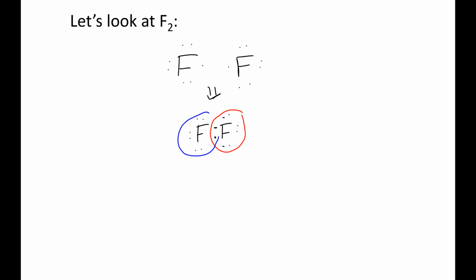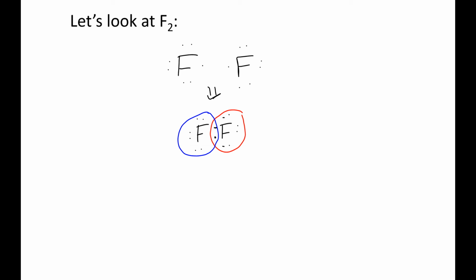So let's look at F2. Now fluorine has 7 dots each. So we're going to put the fluorine here with 1, 2, 3, 4, 5, 6, and 1 there. And then another fluorine comes along. So fluorine needs 8. It's got 7. So 2 fluorines are going to come together, and you're going to have 2 dots in between it. So now you have this fluorine has 8 and this fluorine has 8.